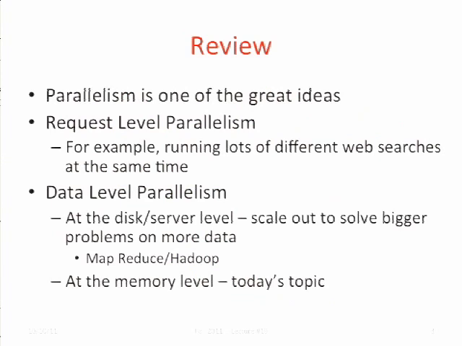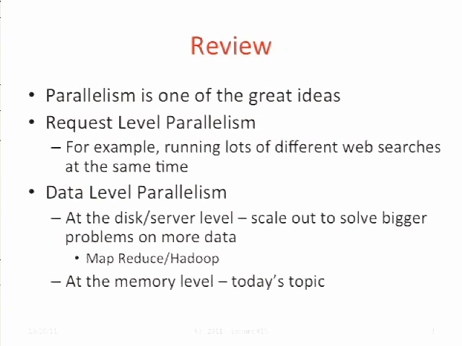Okay, that's request level. Data level parallelism, we talked about there being 2 types. At the disk and server level, so that's what we talked about last time, kind of coarse grain. That's what MapReduce lets you do. It lets you run a single big kind of meta request like your web search over lots of data. Although you don't use it for web search, but like building the index, let's say, that supports your web search.